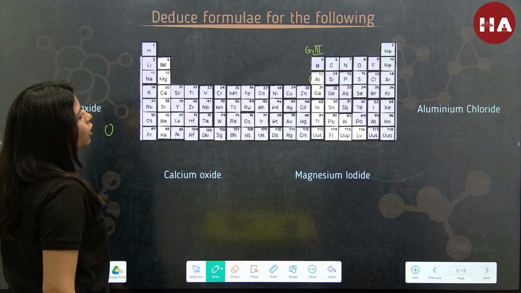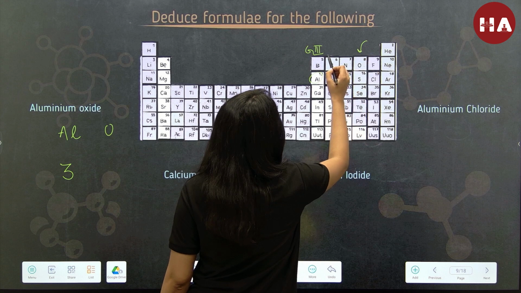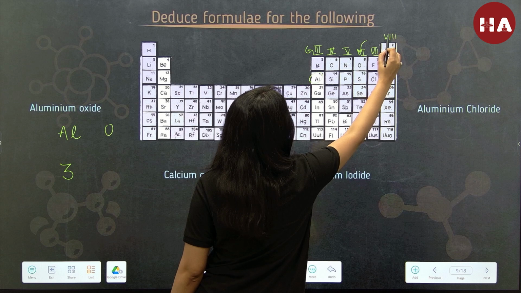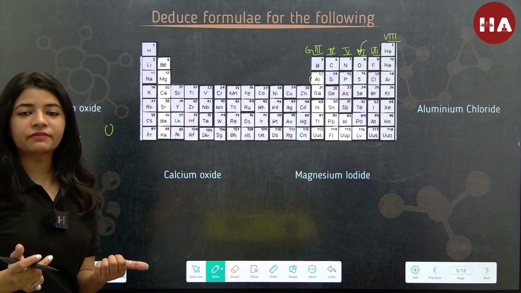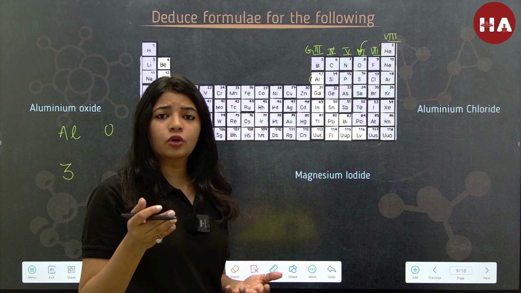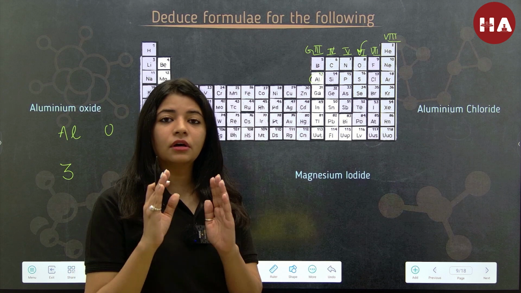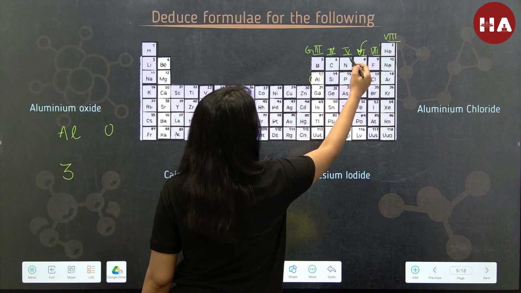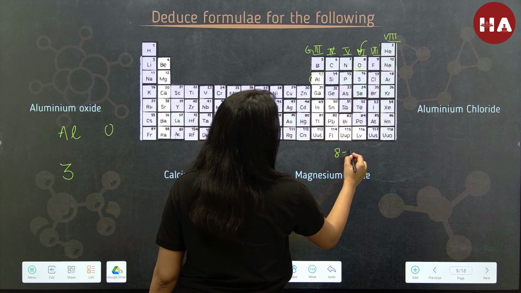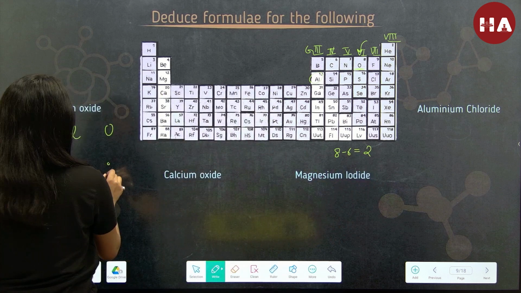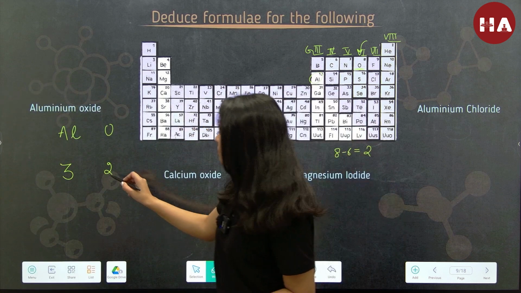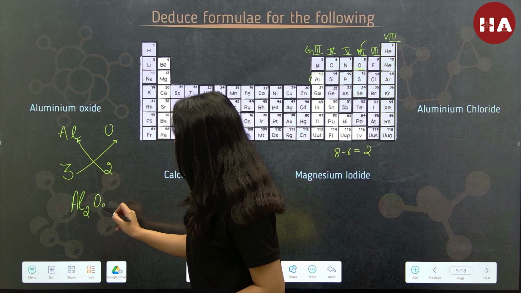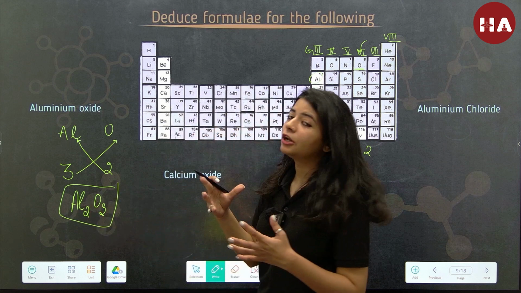Next, what about oxygen? Which group does it lie in? This is 4, 5 and 6, 7 and this one is 8. So it lies in group 6. As we have learned earlier, after group 4 we start to subtract the group number from 8. That's how we get our valencies. So for group 6, the valency of oxygen becomes 8 minus 6, which is 2. Now what is the next step? We simply crisscross this and we get Al2O3. This is the correct formula for aluminium oxide.